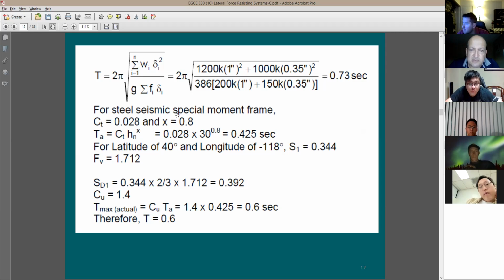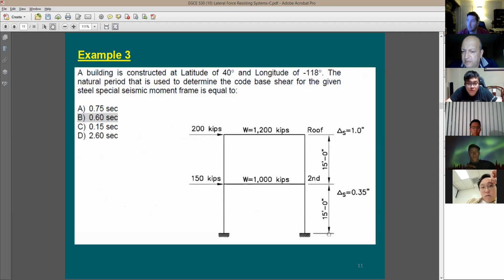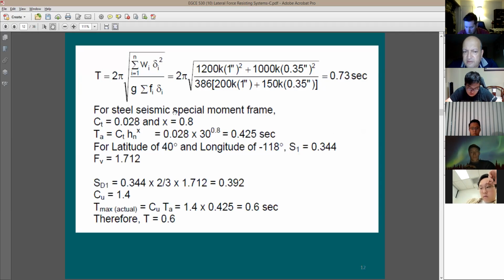I have a steel seismic moment frame. Here's the C sub T and the x component. Where is this exponent coming from? I'm going to say from the table. We went through this already. So T approximate is going to be equal to 0.028 times 30. What is the 30? The height of the building. Total height of the building with the moment frame is 30 feet to the 0.8. It's going to be 0.425 seconds.